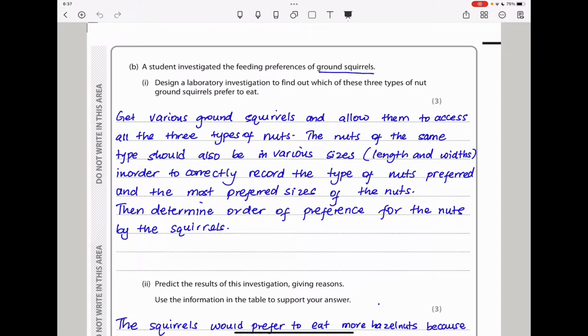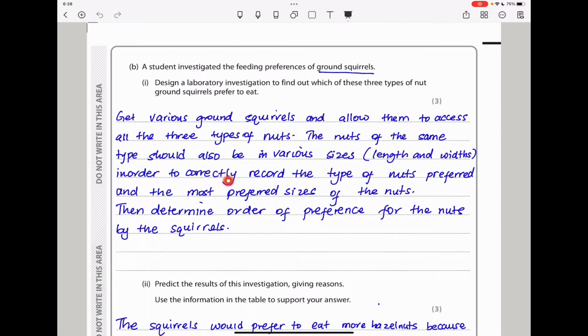So I said we need to get various ground squirrels and allow them to access all the 3 types of nuts. The nuts, we have to make sure they are of the same size, and they have to be of various sizes. However, remember, I said same size, so in each category, we should have maybe 3 centimeters from each of the nuts, and then 4 centimeters from each of the nuts, 5 centimeters from each of the nuts. If we can get those dimensions, they have to be various sizes, but we have to make sure the sizes that are present in all groups are exactly the same. So length as well as width.